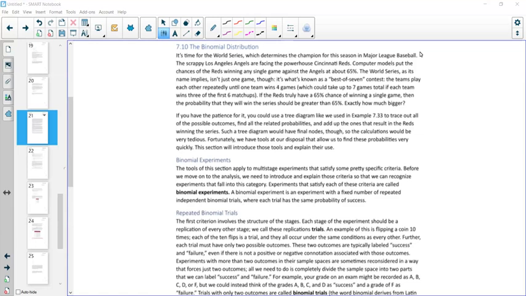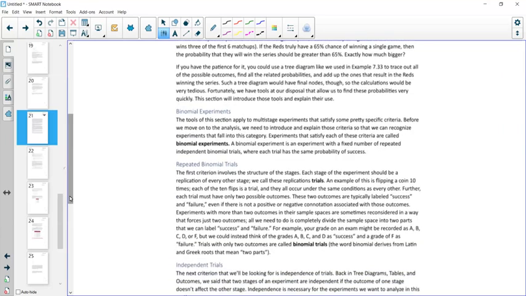So we're going to talk about binomial experiments and get some basics down. We're talking about multi-stage experiments that satisfy some pretty specific criteria. Before we go on to analysis, we need to introduce and explain the criteria so that we can recognize experiments that fall into this category. Experiments that satisfy each of these criteria are called binomial experiments. A binomial experiment is an experiment with a fixed number of repeated independent binomial trials where each trial has the same probability of success.